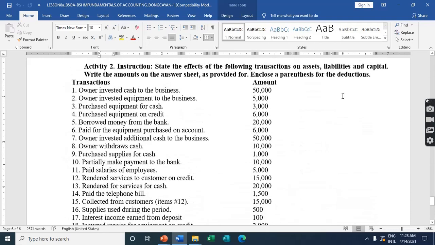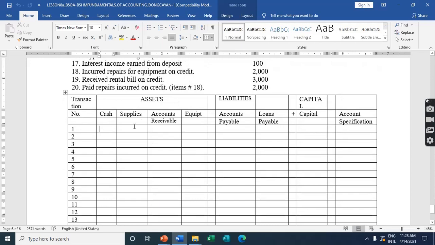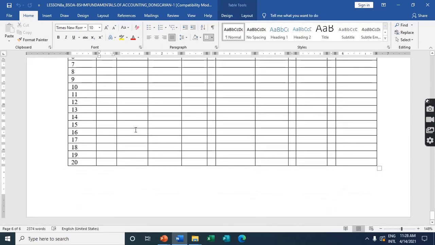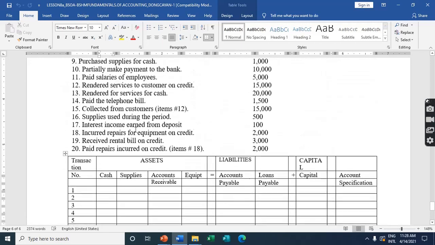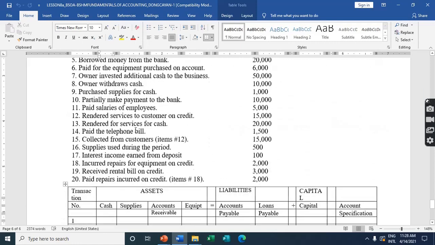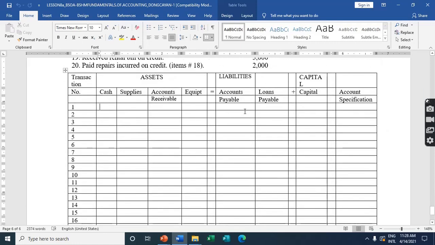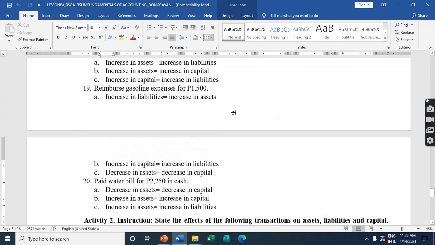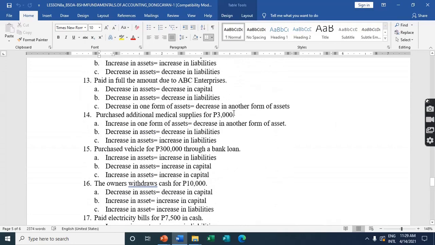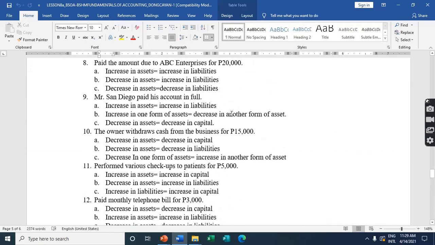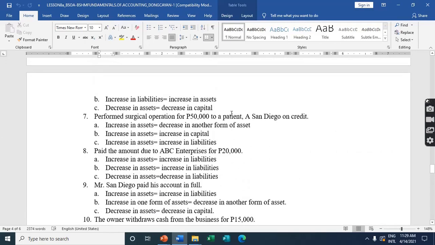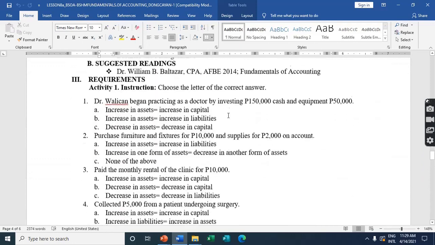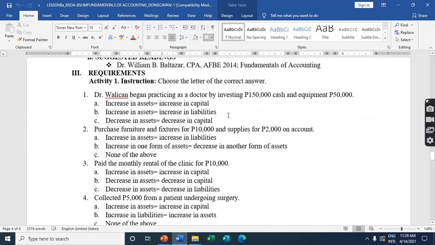Okay? So, dito nyo ilalagay. Okay? So, ang answer sheet nyo dito sa activity to, dito siya. Dito yung activity answer sheet ninyo. Okay? So, that is your requirements for lesson 8. Okay? That is, yun lang.